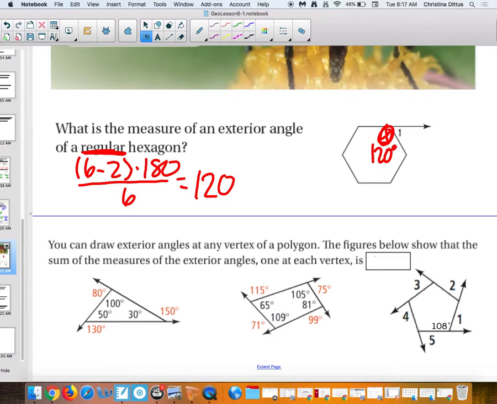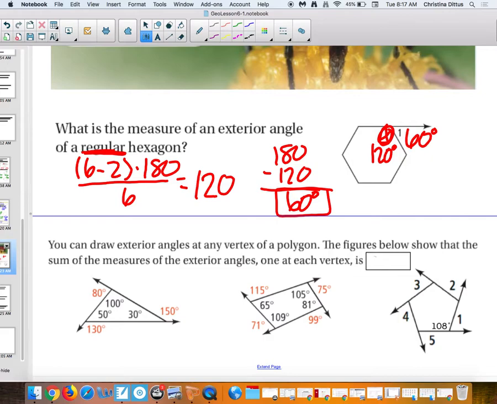So how could I find how much angle 1 is? 180 minus 120, which leaves me with what again? 60. So this angle right here is 60 degrees. Questions on that one?